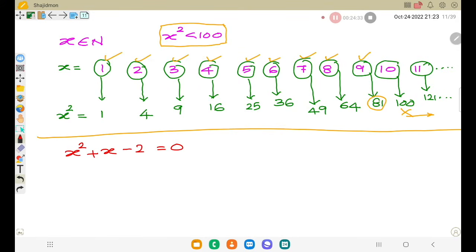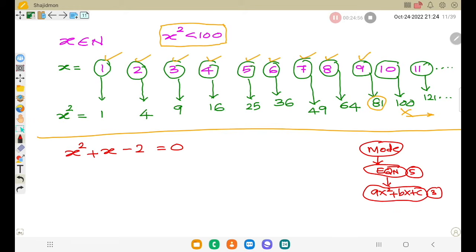Okay, to find the solution of this equation, you can use the calculator. You can press the mode button. After that you can press equation. Equation is number 5. After that we go to number 3, ax power 2 plus bx plus c, number 3. Because here it is a power 2 equation, x power 2, correct.